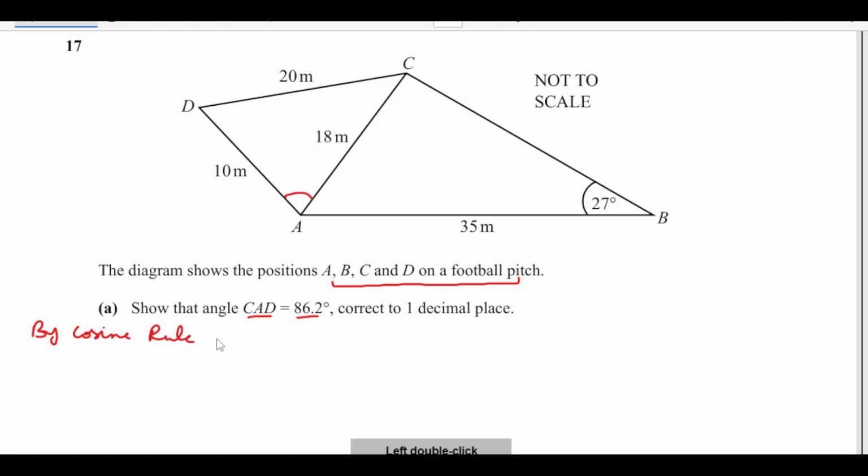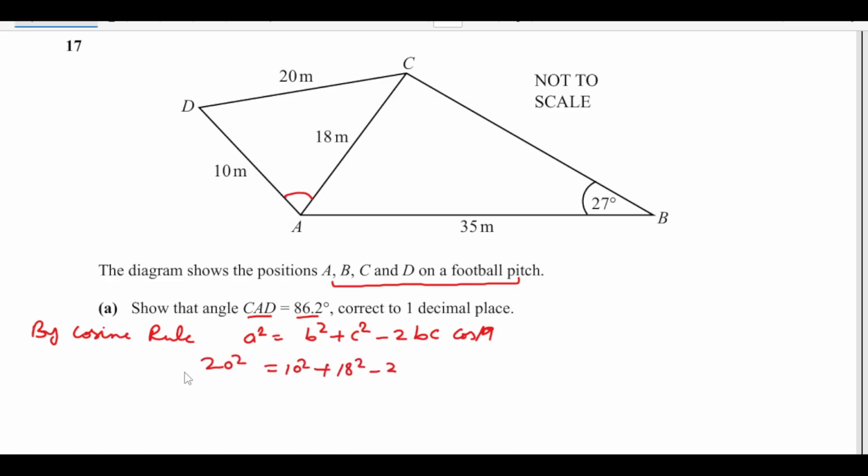you know the cosine rule is, if we have a squared, then it is going to be b squared plus c squared minus 2bc cos A, right? So then here we have a squared. We are talking about a as the opposite side, which is 20. So 20 squared is equal to 10 squared plus 18 squared minus 2 times 10 times 18 times cos of CAD. We are talking about angle CAD. That's what we are looking for.